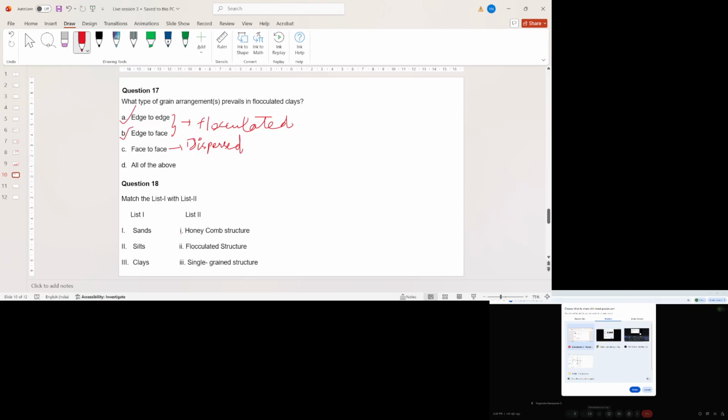Coming to question 18, match list 1 with list 2. I have briefly discussed these earlier. List 1 gives the type of soils and list 2 gives the type of structure in which these soils predominantly exist. So sands exist in single grain structure, silts exist in honeycomb structure, and clays exist in flocculated structure. All right.